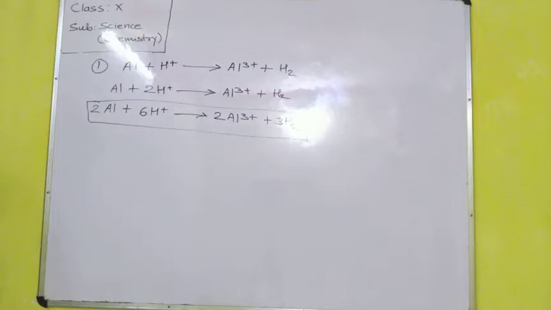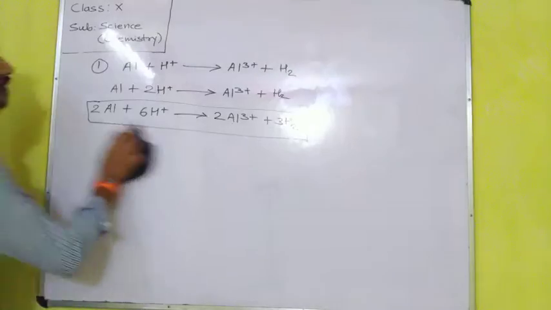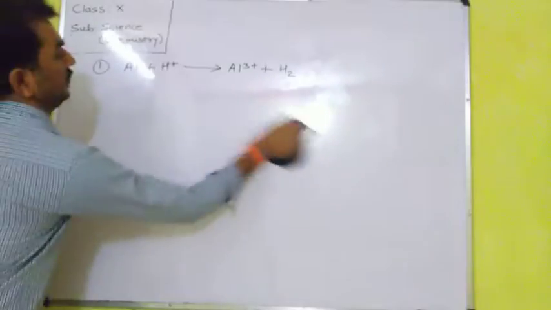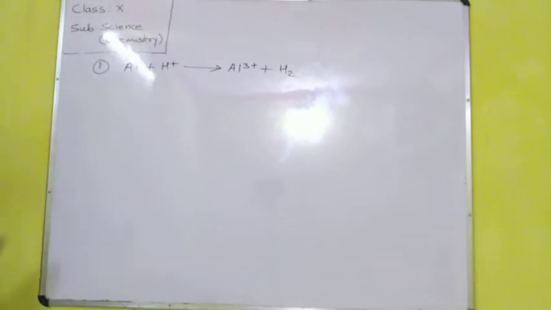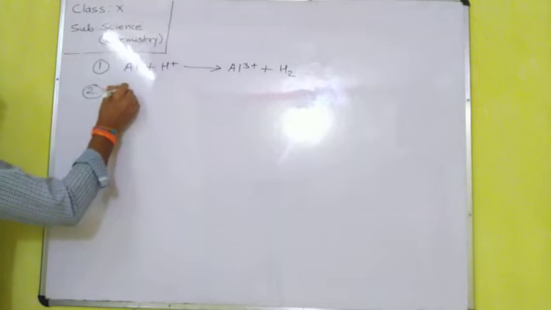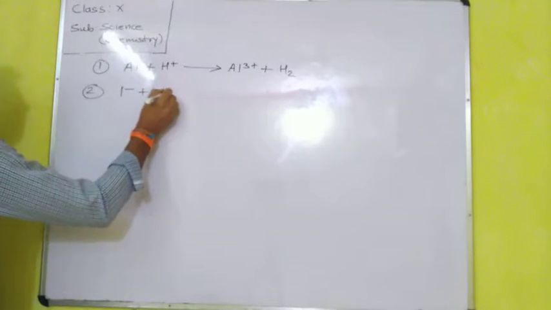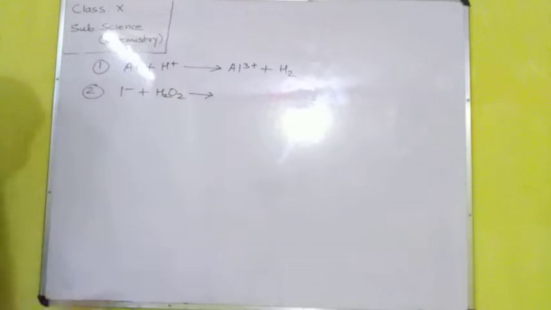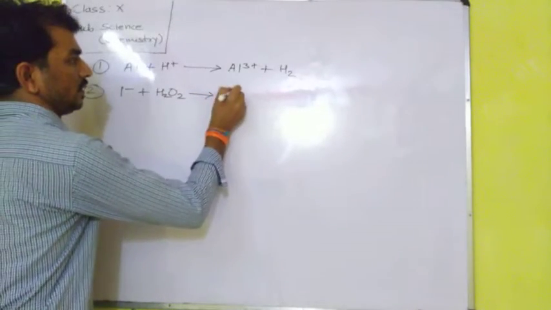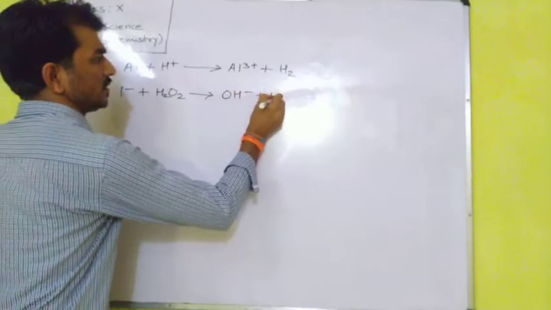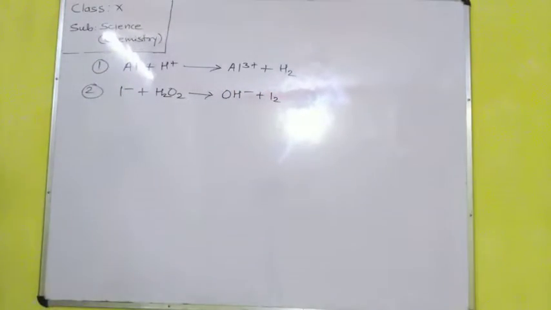Okay, one more example that I am explaining. I think you have written the first one. Second example, write down: I minus plus H2O2 is equal to OH minus plus I2.